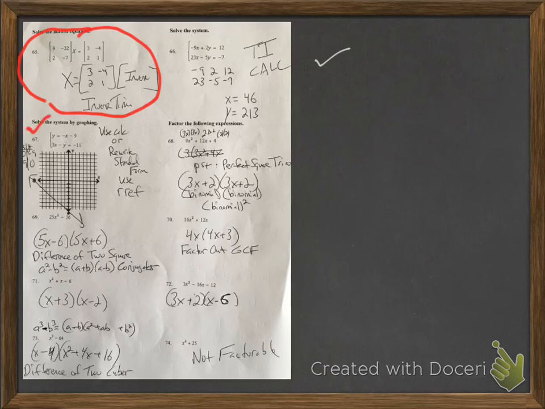We have factoring. If you need practice with factoring, we have our Math IXL section, and also there's some good Khan Academy problems that can help you with factoring. Here's the difference of two cubes. There's a special formula for that and the sum of two cubes, which we'll discuss in class.